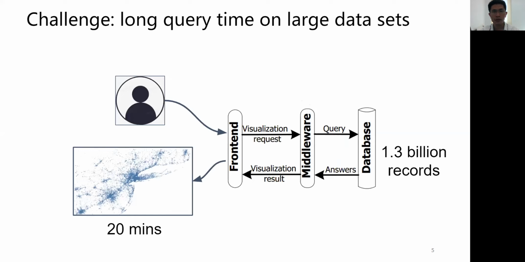If the dataset is very large, then it may take a long time to execute the query, transport data to the front end, and plot all the points. For example, in one of our experiments, to visualize the scatter plot of some ranges from a dataset of 1.3 billion records, it took about 20 minutes, and most of the time was spent on retrieving data from the database.